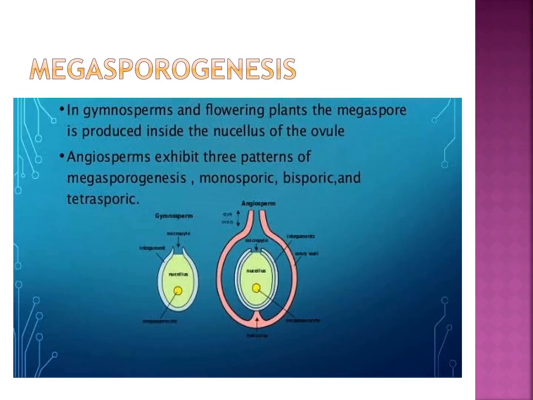So what are the types? Monosporic, bisporic, and tetrasporic. So look at the pictures. Monosporic means single, bisporic means double, and tetra means four. This picture is gymnosperm, another one is angiosperm. Next one.